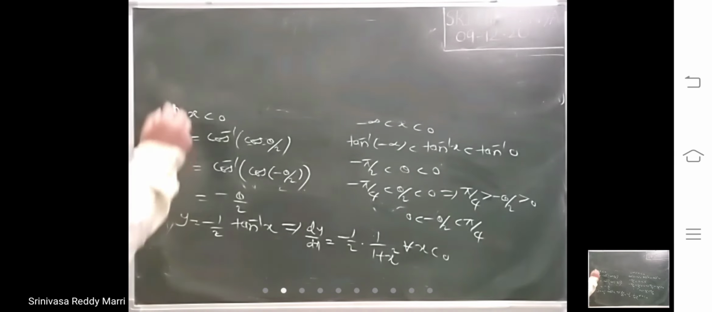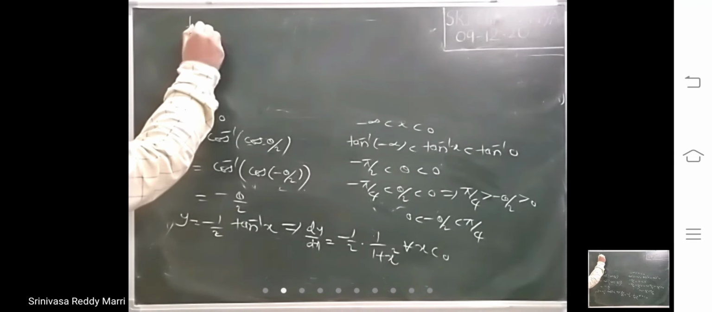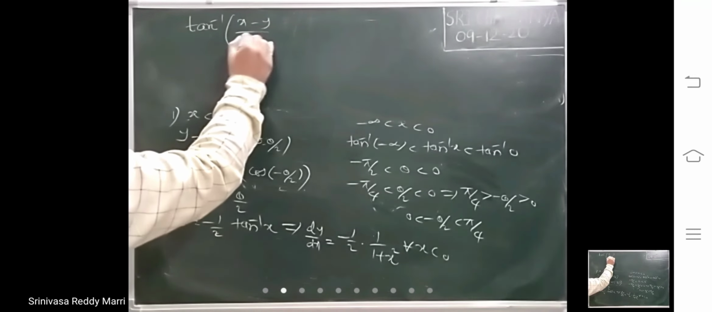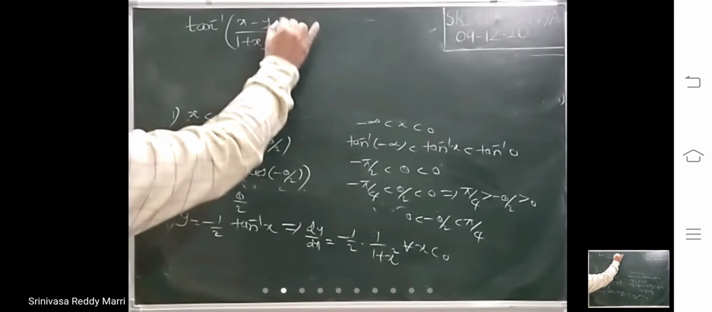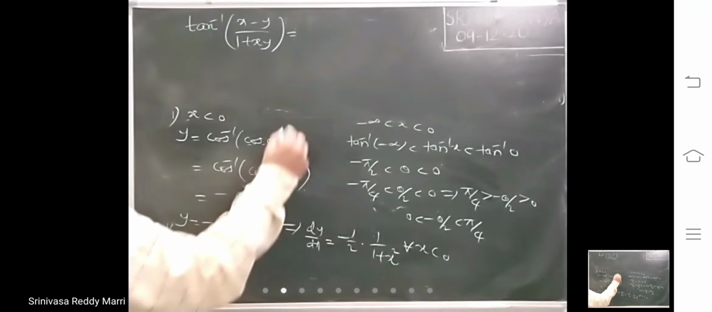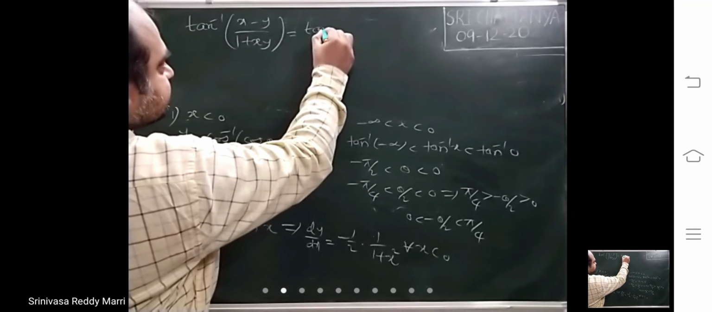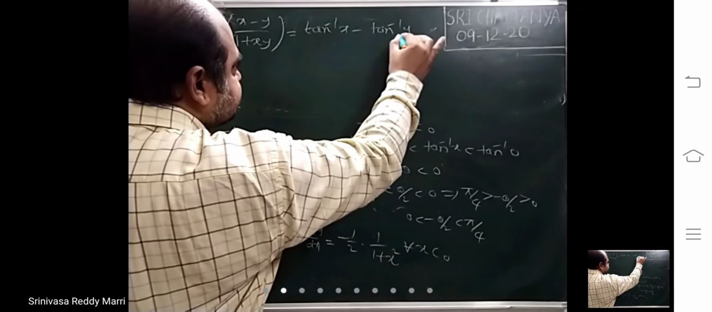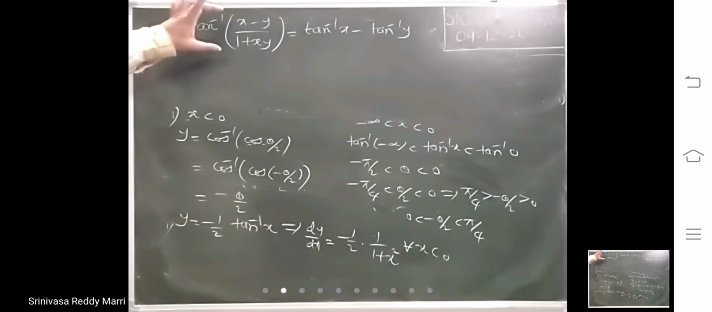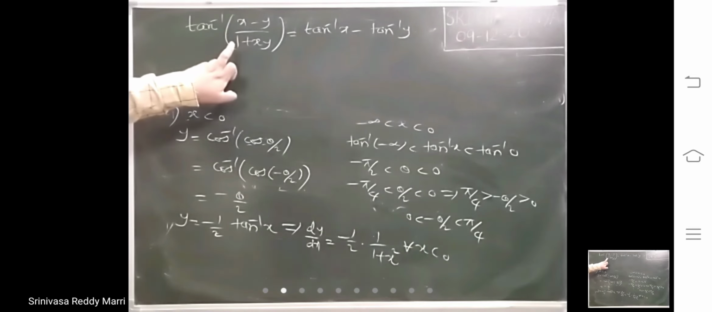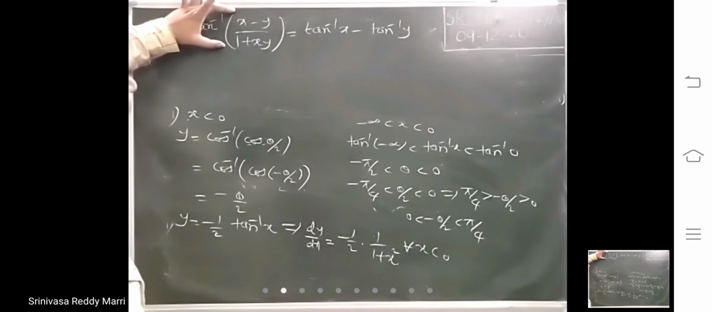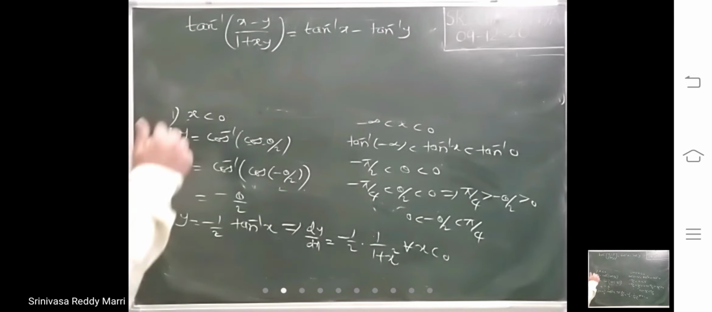We have two important formulae in inverse, which we have already discussed. Whenever you get tan inverse of x minus y divided by 1 plus xy, you write this in the form tan inverse x minus tan inverse y. If this expression is there, in the denominator 1 plus the product xy will be there, and in the numerator x minus y. Whenever this bigger expression is there, you write in this manner.